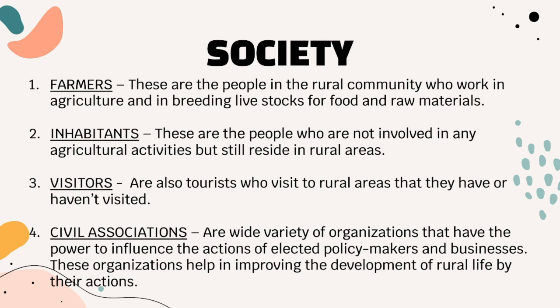The second smaller component is the inhabitants, and these are the people who are not involved in any agricultural activities, but still reside in rural areas. These are the people who live in the same society as the farmers, but have different working conditions than them. They don't work in any agricultural background, but they pertain to other services such as trading, marketing, and other things.